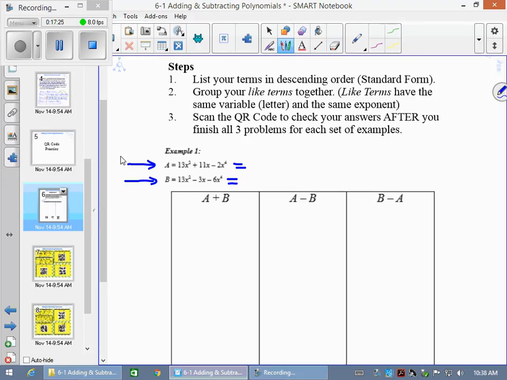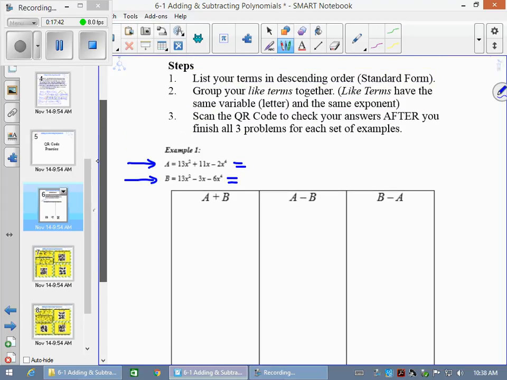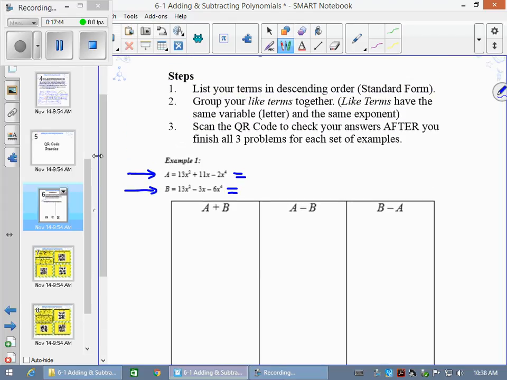Once you've completed all 3 examples using the 2 polynomials in that question, then you're going to go to the bottom and you're going to scan these QR codes to check to see if your answer is correct. So since there are 3 examples like this, you're really doing 9 questions. In each example, you're going to add the 2 polynomials, subtract them twice in both orders to show that really in subtraction, order matters, because you should get a different answer depending on what direction you are subtracting.